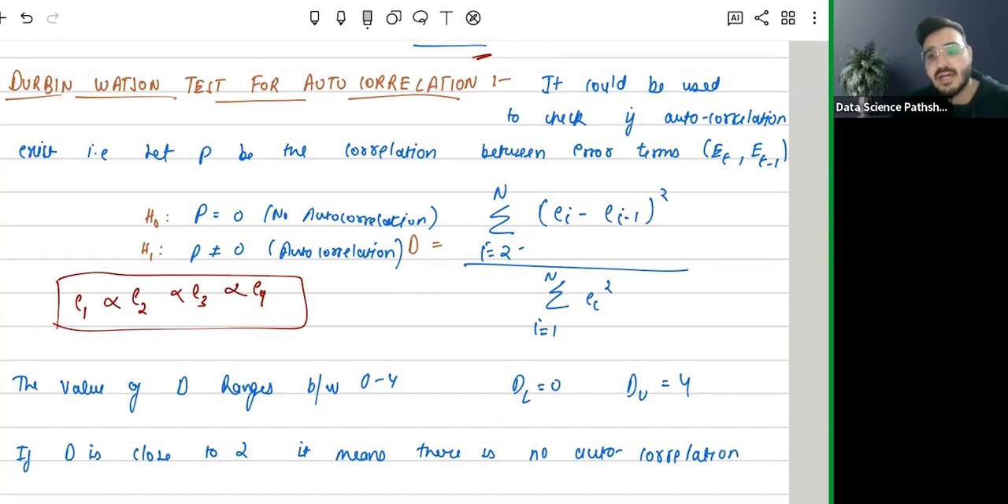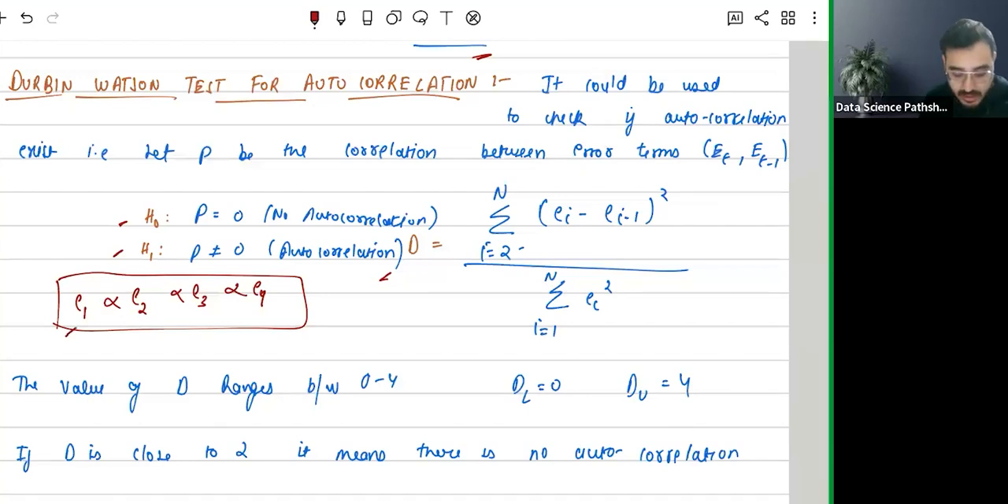And as this is a hypothesis test, we have a null and an alternative. This test is just for autocorrelation, so the claim becomes that there exists an autocorrelation. And as we have learned earlier, the claim always goes to the alternative hypothesis, right? So as you can see, this is my alternative hypothesis and this is my null hypothesis. Now we are trying to check if there exists a correlation between the error term, that is, the error that happened at time t and at time t minus 1.